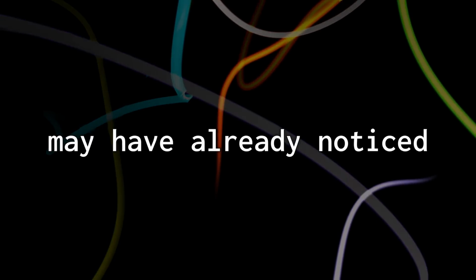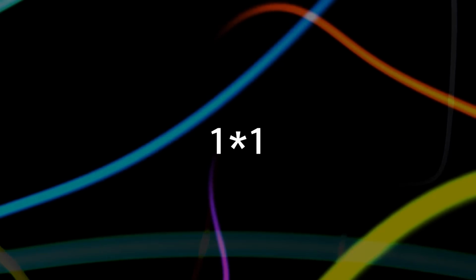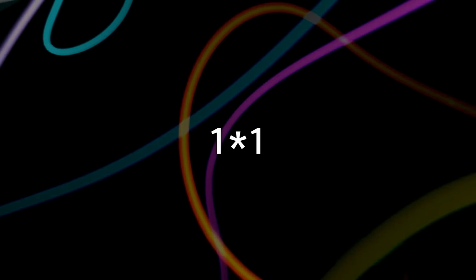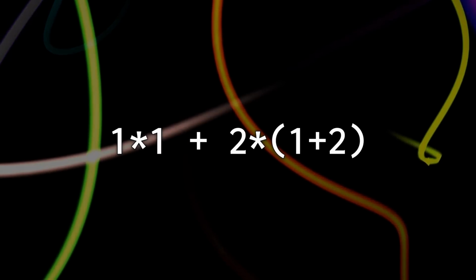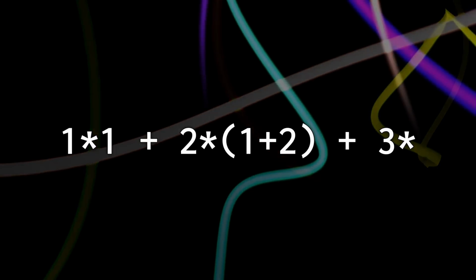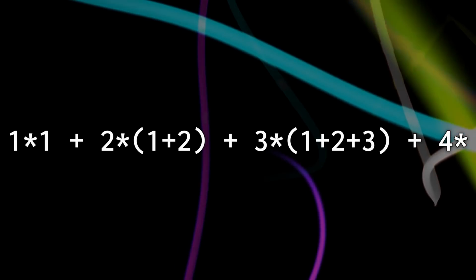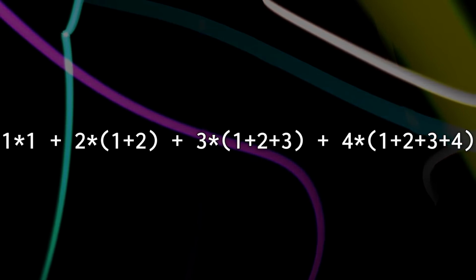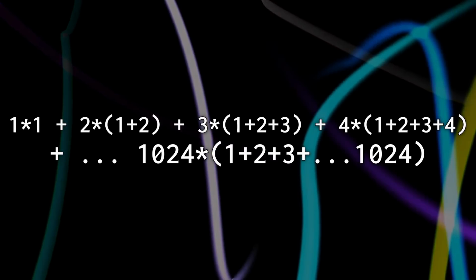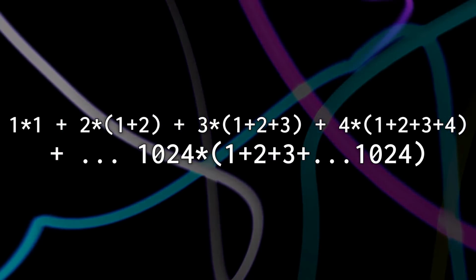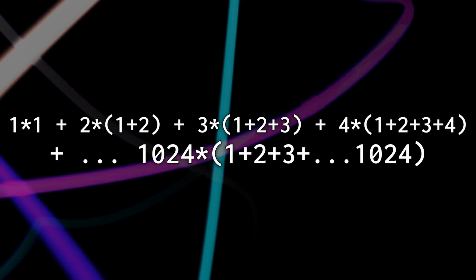Some of you may have already noticed a pattern here, but just in case you didn't, here it is. 1 is multiplied by, well, 1. 2 is multiplied by 1 plus 2. 3 is multiplied by 1 plus 2 plus 3. 4 is multiplied by 1 plus 2 plus 3 plus 4, and so on and so forth up to 1024 being multiplied by 1 plus 2 plus 3, and so on and so forth to 1024.